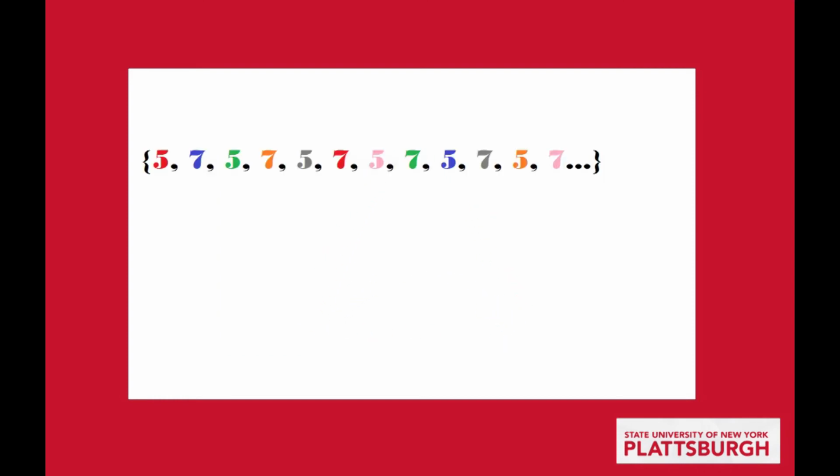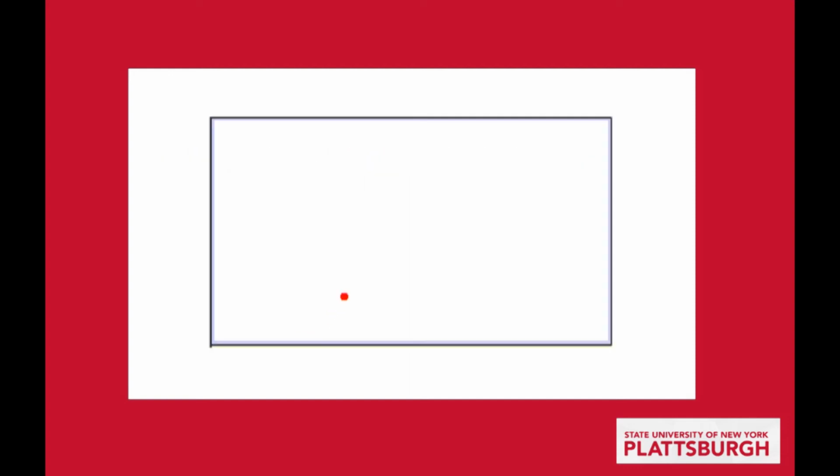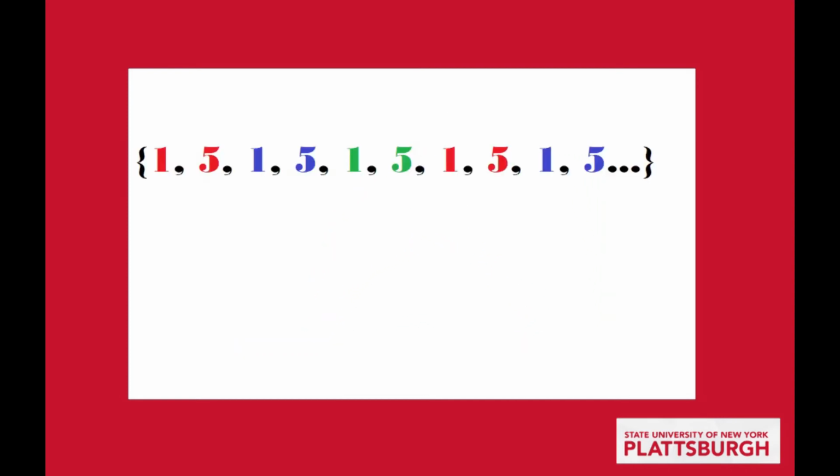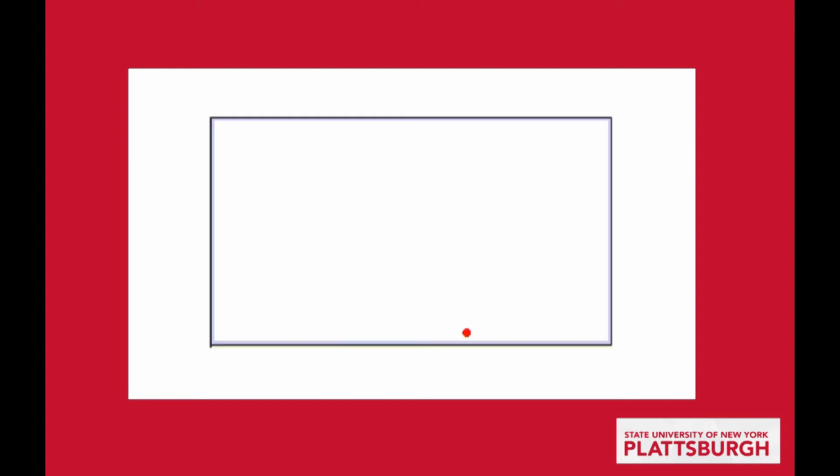Infinitely repeating 5, 7, using exactly the same principles, also turns out to be stable, and it ends up looking like this when we're finished. And meanwhile, the alternating pattern 1, 5 also turns out to be stable, and it looks like this nearly circular pattern.